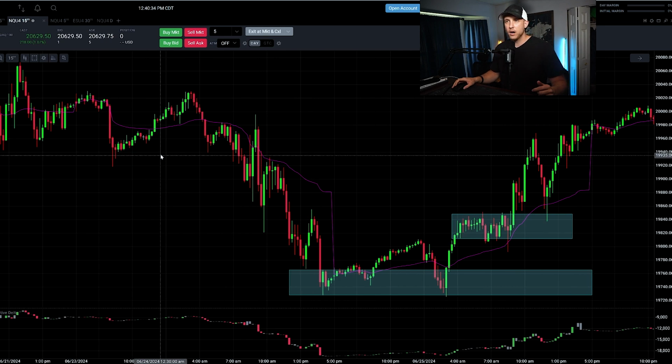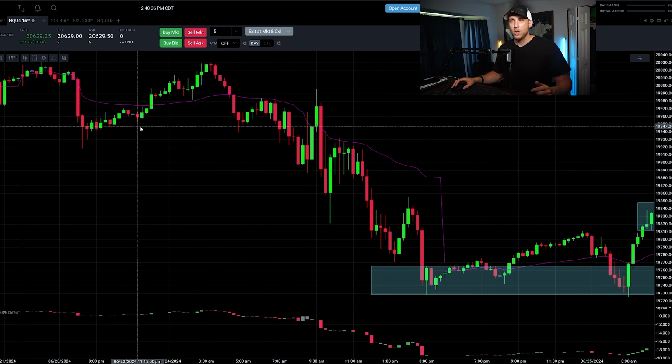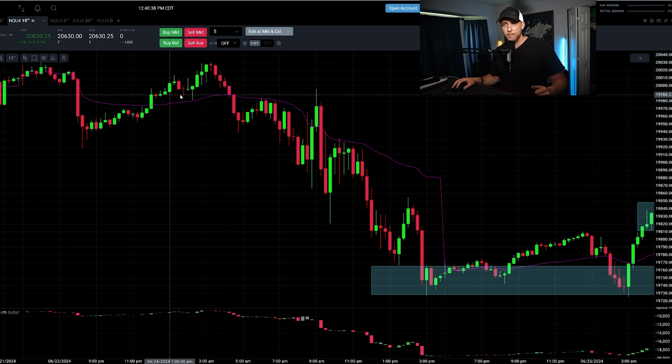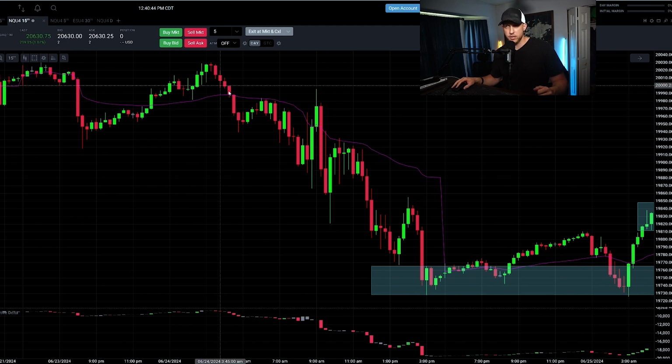And so let's move to here, right? We have a low, we have a support zone, and we displace out of it, okay? And we create what's called a fair value gap right here, right? So this is on short term.